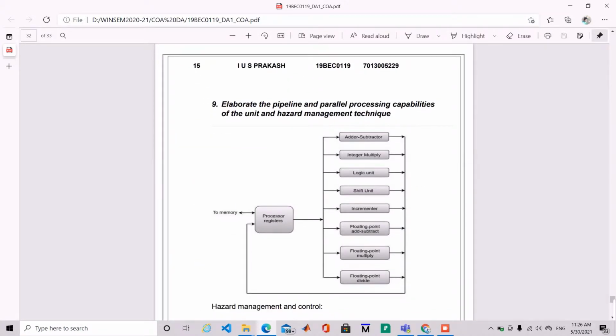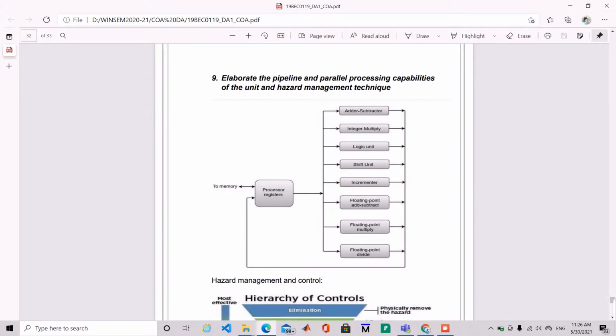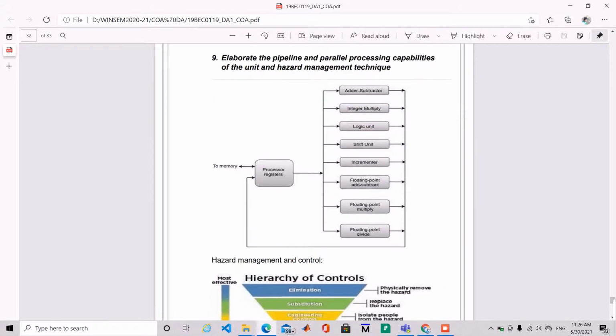The ninth question is to elaborate the pipeline and parallel processing capabilities of the unit and the hazard management technique. The processor registers are connected to the adder, subtractor, integer multiply, logic unit, shift unit, incrementer, floating point add and subtract, floating point multiply, and floating point divide.